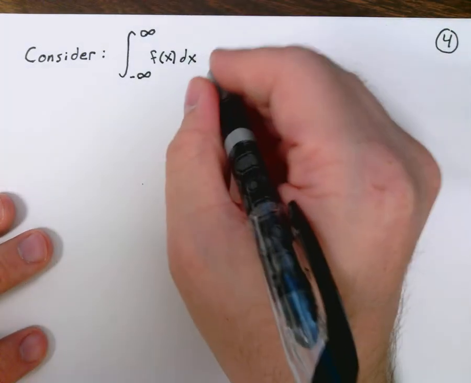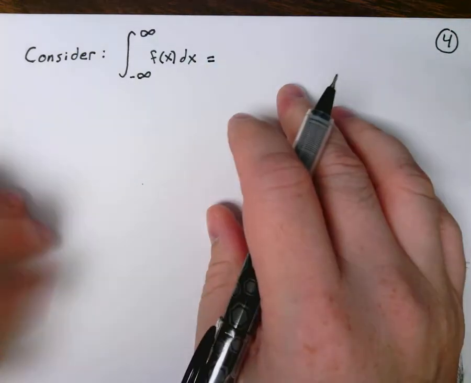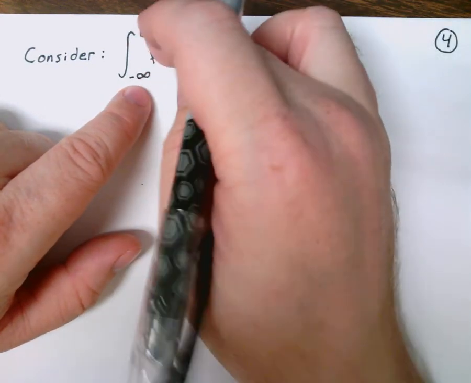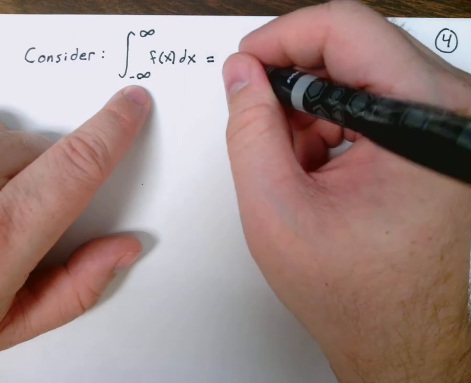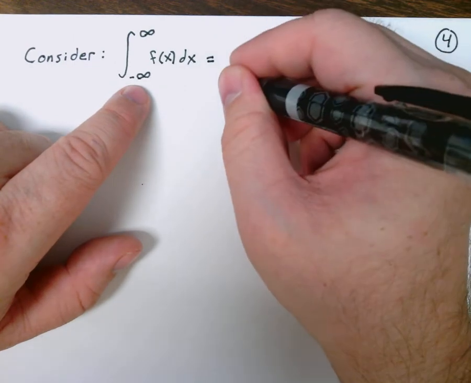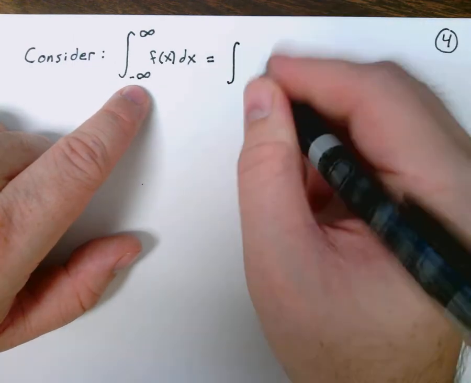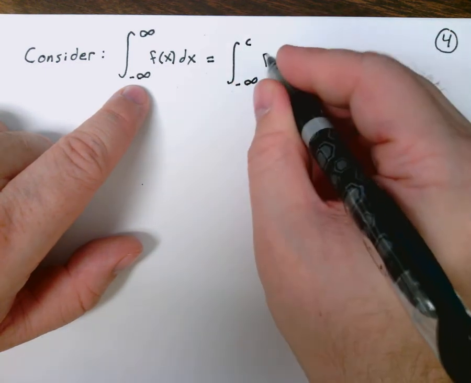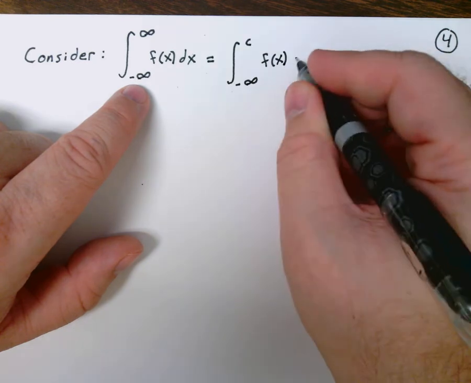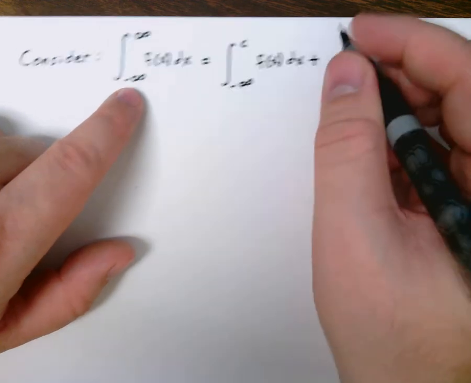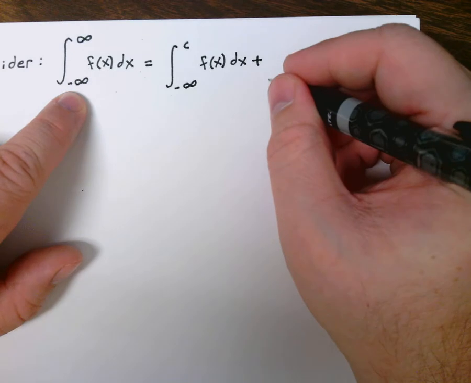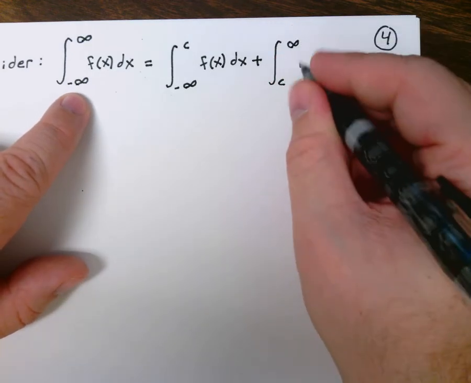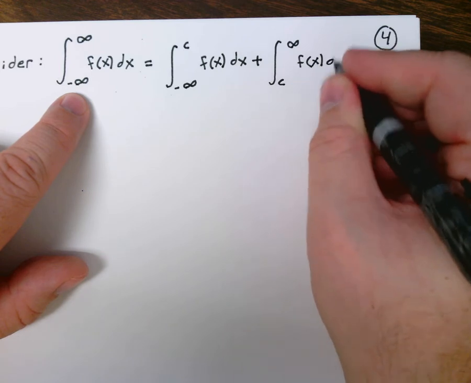What you're going to do is split this up and pick anything in between negative infinity and infinity. And that's not hard to do, right? Just pick something from negative infinity to infinity. So I'm going to pick c. So that's going to go from negative infinity to c of f of x dx plus the integral from c to infinity of f of x dx.